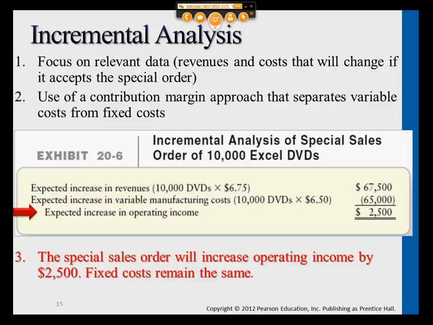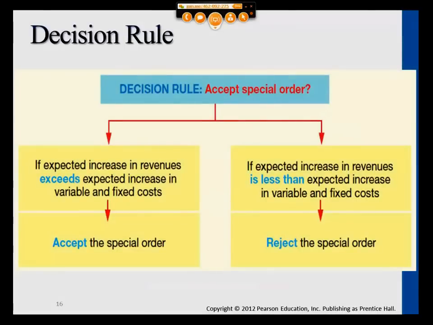So when making a decision, you have to account for that. That's necessary. Not only are you calculating your increase in operating income, you also want to understand what's happening to your fixed costs here.